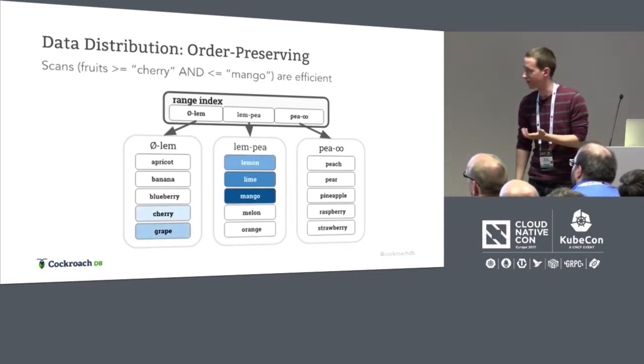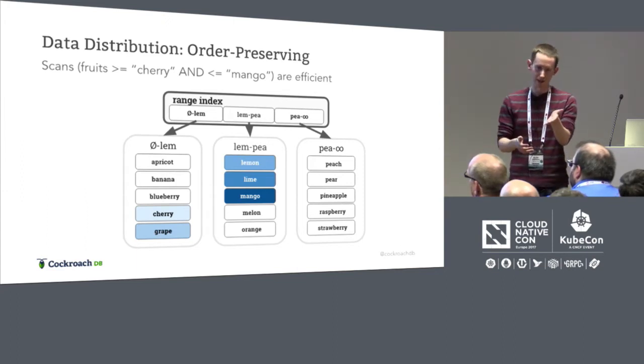It also makes range lookups really easy because you just find the range where the start key is in and the range where the end key is in and read all the ranges between them.